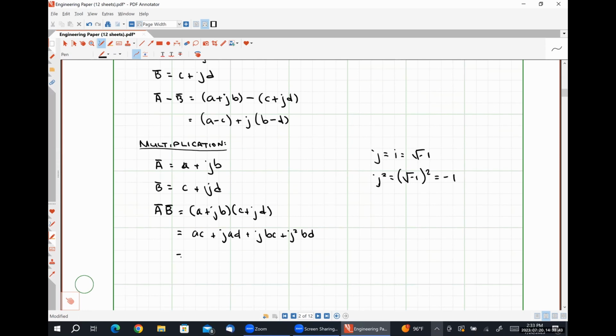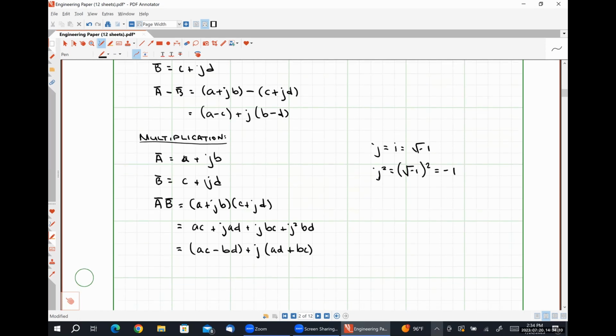So that means that I will have a real part that is AC minus BD, and then I'll have an imaginary part that is AD plus BC. So this is what multiplication looks like using rectangular form complex numbers. Not wildly difficult by any stretch of the imagination, but a little bit tedious.